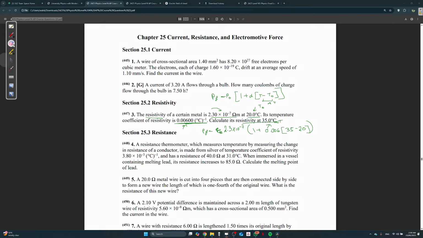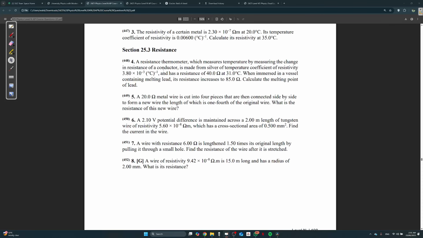Perfect. Question 4. Resistance now, not resistivity. A resistance thermometer, which measures temperature by measuring the change in resistance, is made from silver. The coefficient of resistivity is this, so this is alpha. It has a resistance of 40 ohms at 31 degrees Celsius. When immersed in a vessel containing melting lead, its resistance increases to 85 ohms. Calculate the melting point.